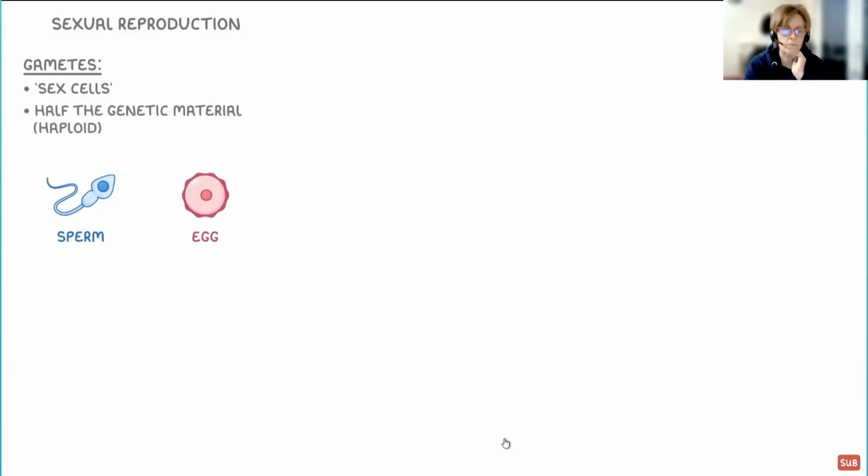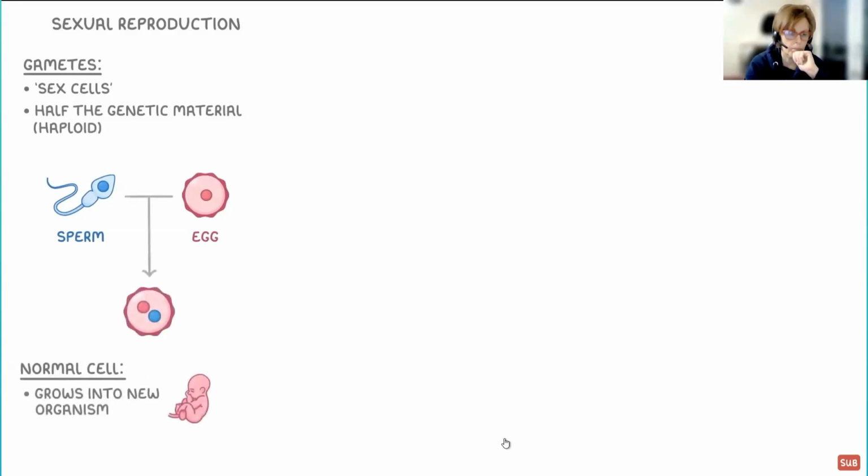Then when 2 of these gametes combine, they'll end up forming a normal cell that can go on to grow into a new organism. And because that normal cell will have 2 sets of genetic information, one from each parent, we call them diploid cells. In order to make these gametes, though, a cell needs to undergo meiosis, which is a few different steps that you need to know about.